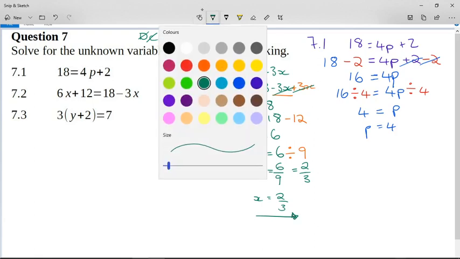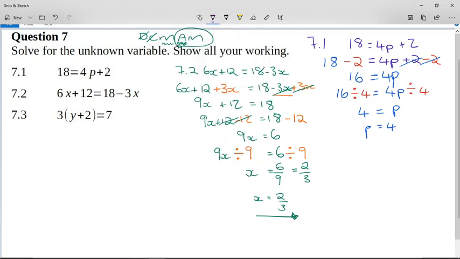So let's look at the last one. What color can we do this one? Purple. The last one says 3(y plus 2) equals 7. Now, this 3 is touching the bracket, so I must immediately know I need to get rid of the bracket, and a number touching the bracket means multiply.